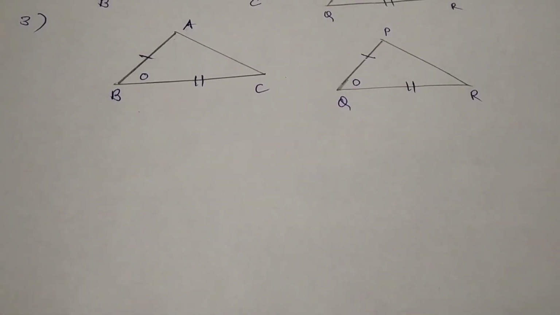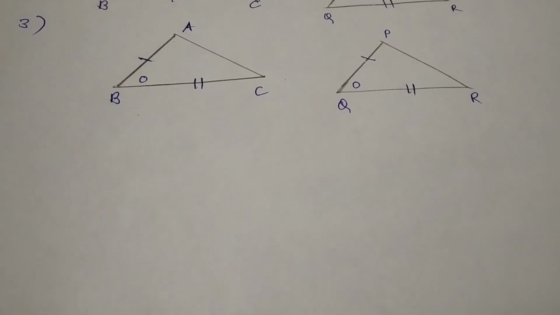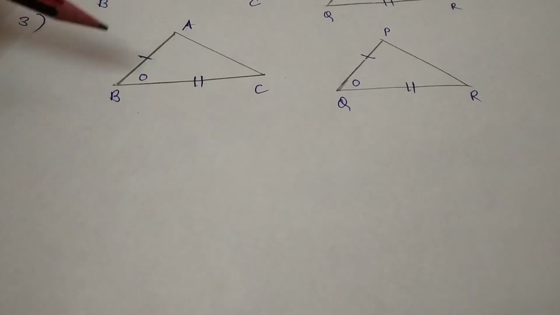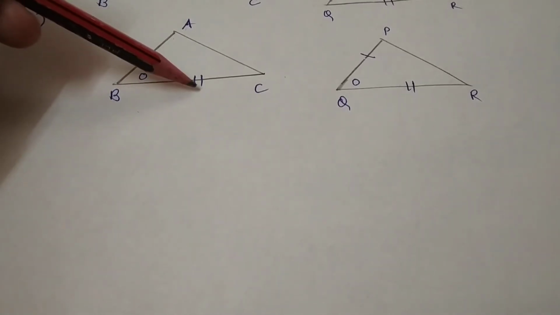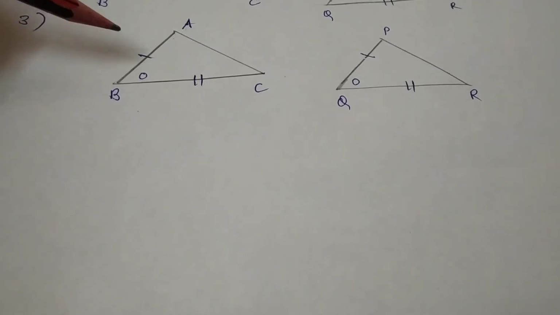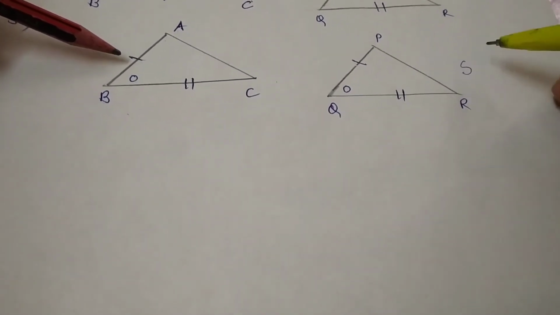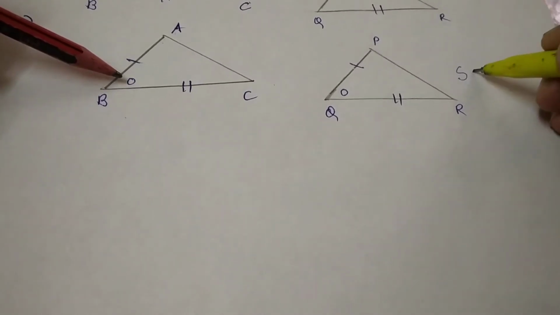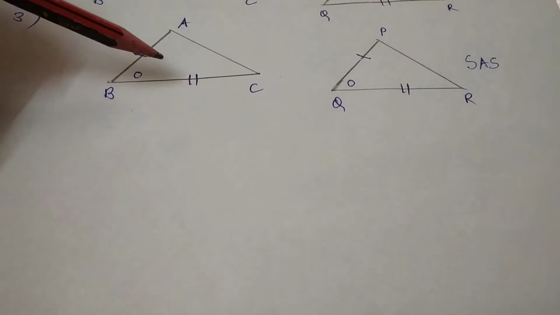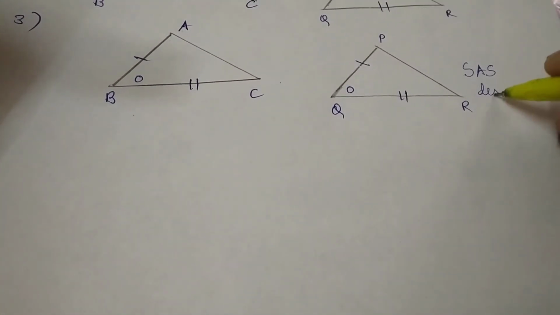Next example. Here if we see in triangle ABC and triangle PQR, one side, one angle and one side are congruent to each other. So let us write them by the alphabets. For this side I'll write S, for this angle I'll write A, and for this side I'll write S. So these two triangles are congruent by the SAS test.